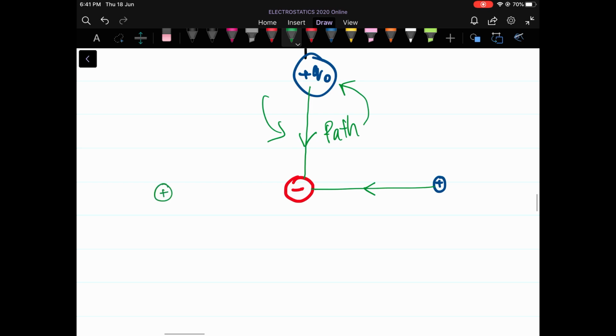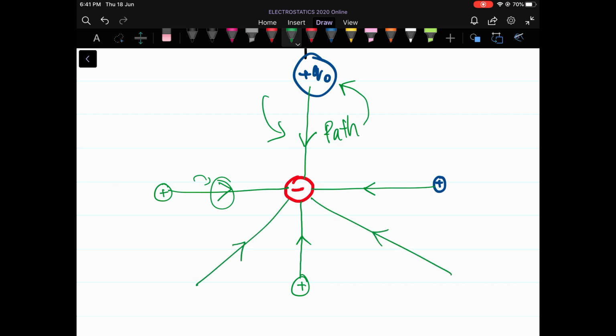When I keep the test charge here, it will be pulled in this direction following this path. So this is also an electric line of force. If I keep the positive test charge here, it's going to move in this direction again, you can see. So similarly, we can draw all such lines here. Notice this time I have to say that these lines are radially inward, that means towards the center of the source charge.